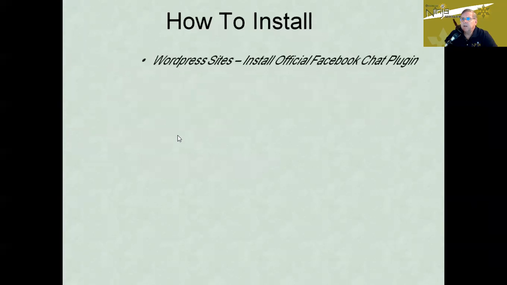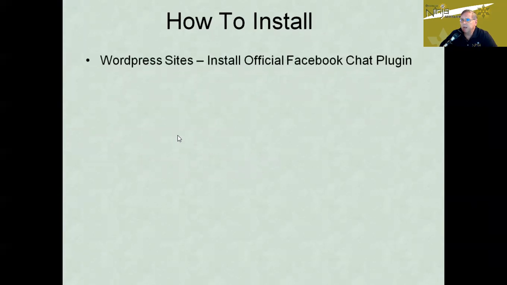So how do you install it? Well, on WordPress sites, you simply install the official Facebook chat plugin. You'll put in the address of your page, and I think there's the ID number for the page, and then it connects right up. As long as you have your Facebook page open in the same browser, that makes it really easy because then it automatically finds it within the same browser.